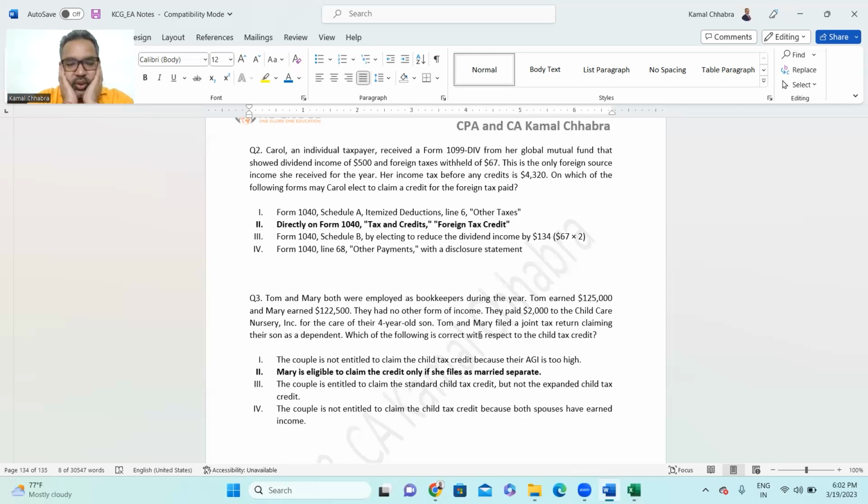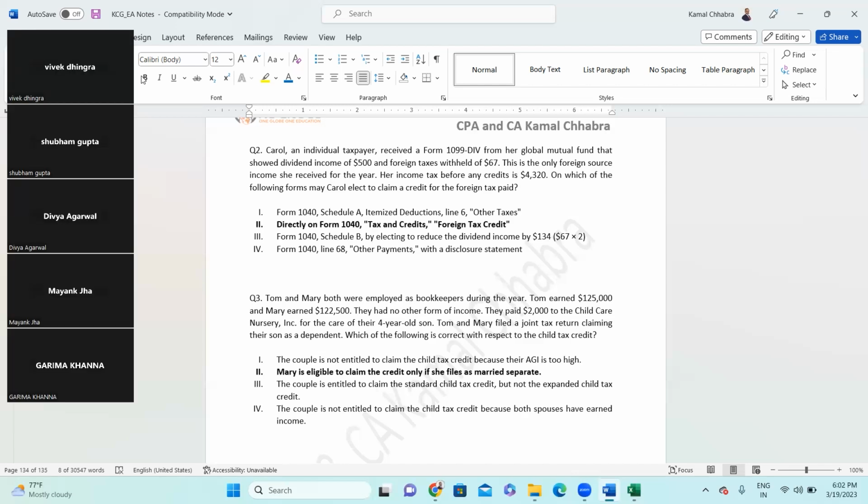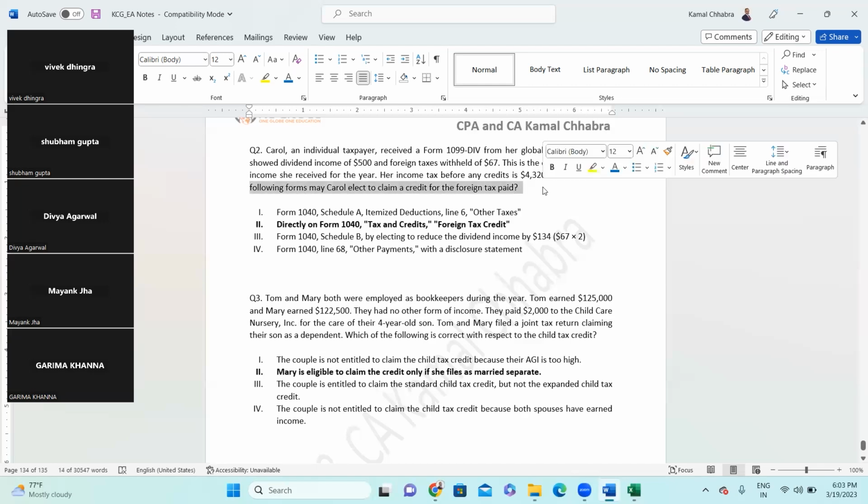What is the call of the question before getting into right or wrong? So basically, which should be selected to claim credit for the foreign tax paid? Which option should she select to claim the credit for the foreign taxes paid? Which option should she select and why?